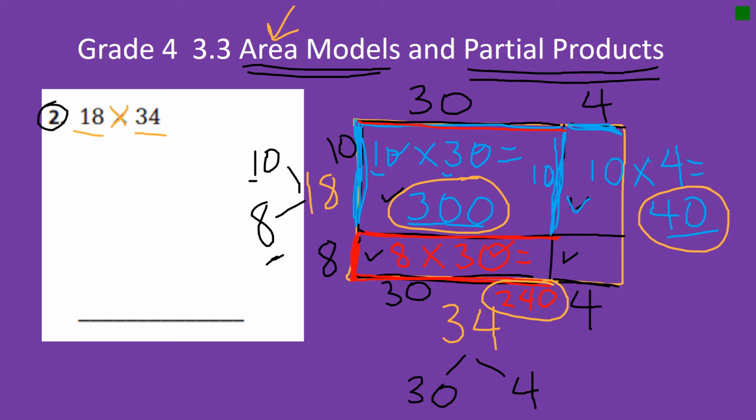Okay? So far we have 3 partial products. The only one we haven't done yet is this little precious over here, right? Okay, so in this section we're just multiplying the ones. We have 8 rows here. So how many rows are here? 8. 8 rows of, how many in each row in this little box?